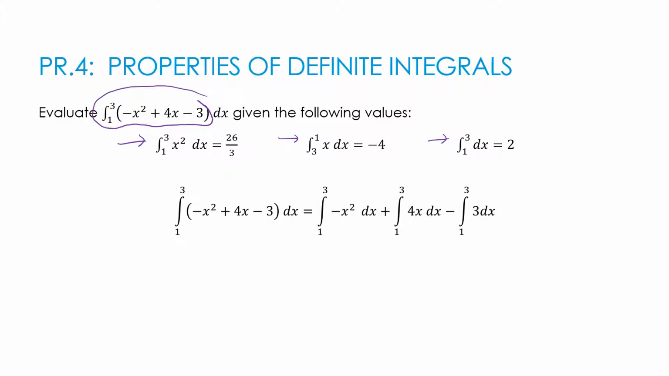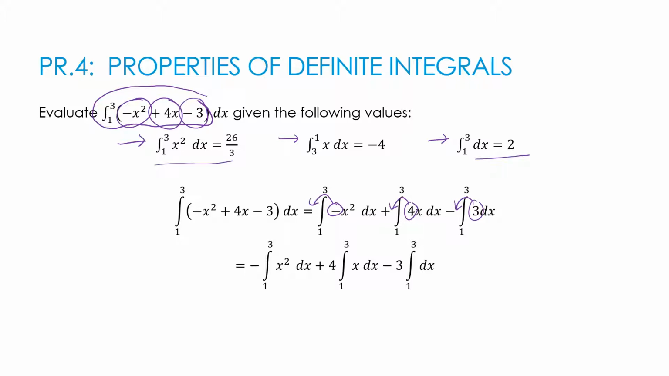So the first thing I want to do is break it down into 3 parts: -x squared, positive 4x, and -3. And notice that's what I've done here. This one I put the minus out front, and that's okay. My next step would be simplify each one. Let's take this negative and move it to the outside. Let's take this 4 and move it to the outside, and let's take this 3 and move it to the outside. Because now it more closely matches what I have up here.